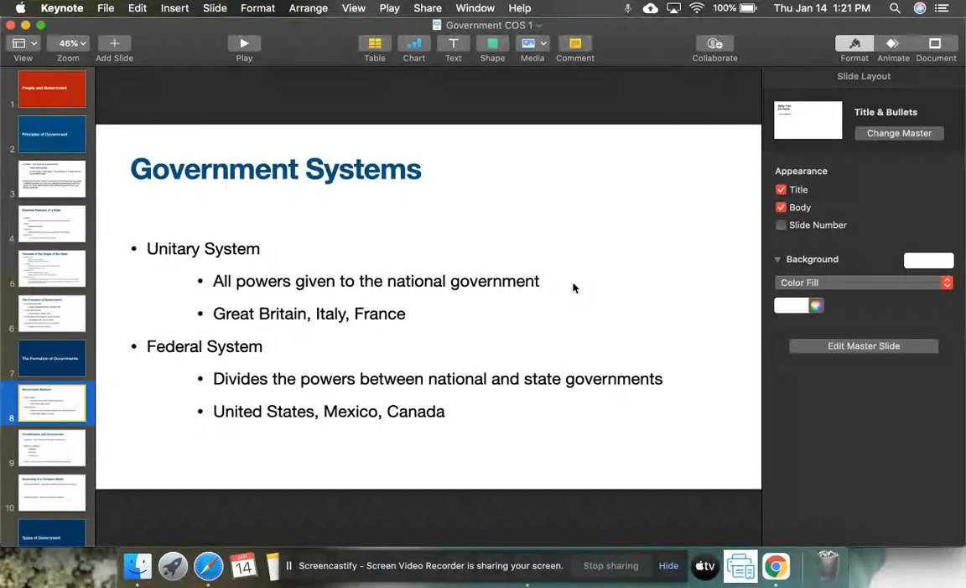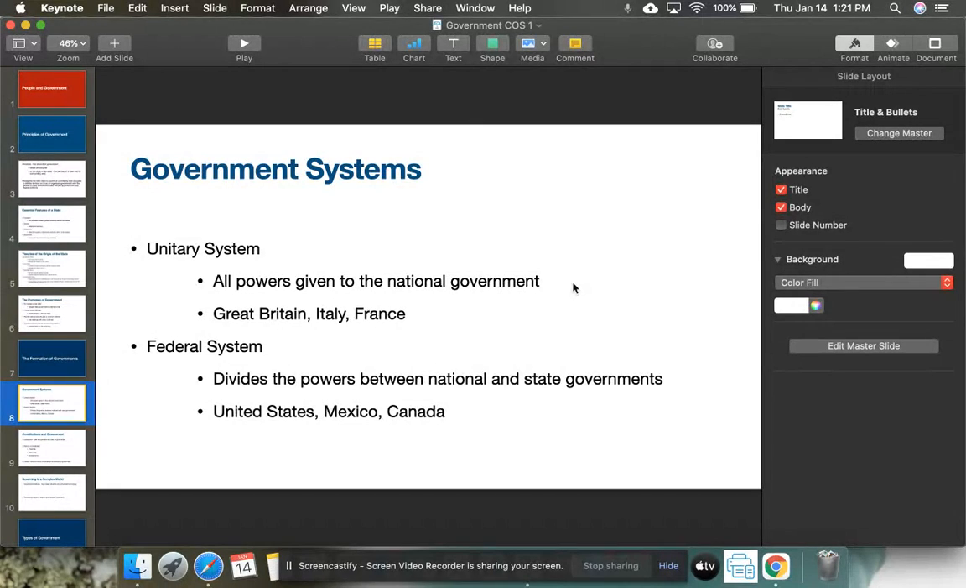Okay. Once you get that written down, let's go ahead and answer the question on your notes. It says this system of government gives all powers to the national government. Is that A, federal, B, anarchy, C, confederacy, or D, unitary? All powers to the national government, that would be D, unitary.